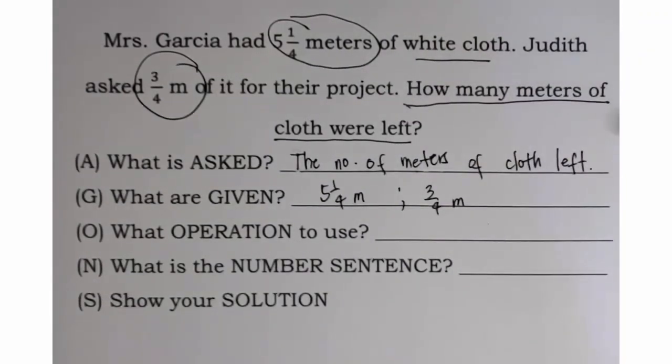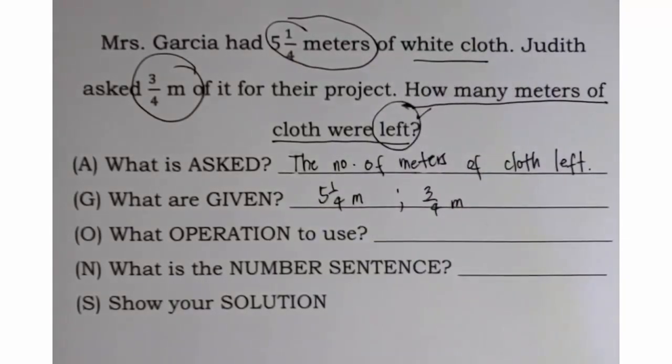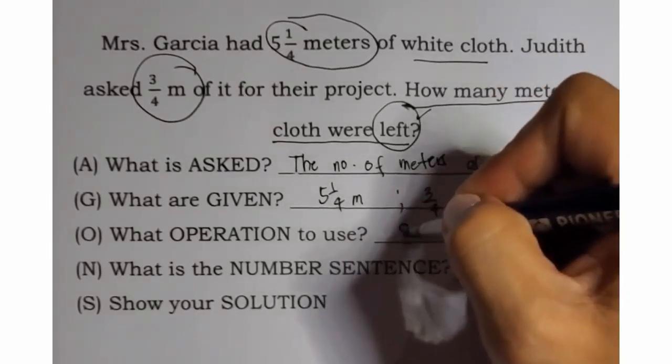For the operation to be used, of course, we always have to look for the word clues to help us figure out which operation will be used. In our problem, we have the word left, which means yung naiwan. After po makunan natin ng 3/4 ang 5 and 1/4 na white cloth na gagamitin ni Judith sa kanyang project, ilan yung maiiwan? Or gaano kahaba yung maiiwan? So, left means maiiwan. So, the operation to be used there is subtraction.